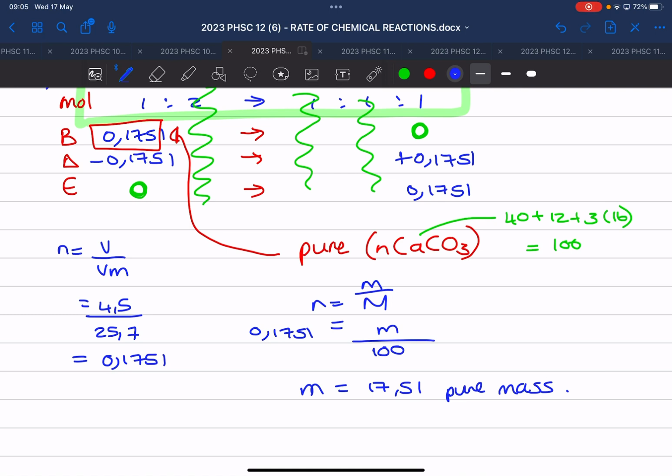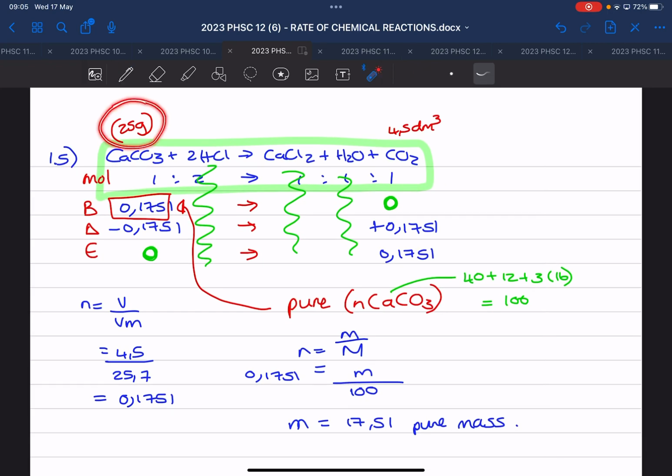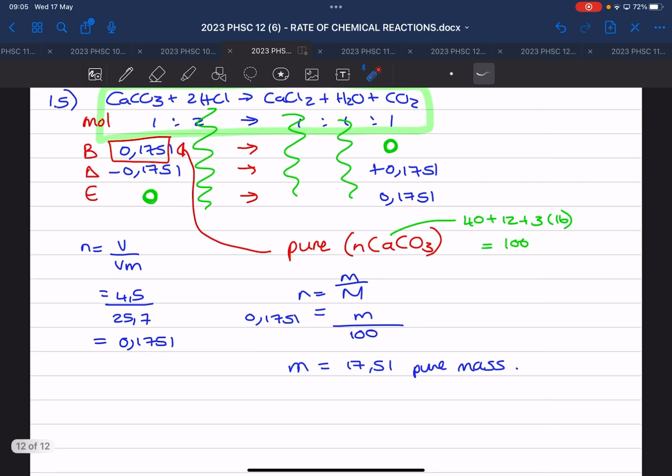So what is that last mark that you're missing? They're asking what is the mass of the impurities, not the pure stuff, the impurities. Okay, we know the total mass was 25 and the mass of the pure substance is 17.51. So how are you going to get the impurities? Subtract. So you're going to say the mass of the impurities is going to be 25 minus 17.51, and that gives you 7.49 grams.